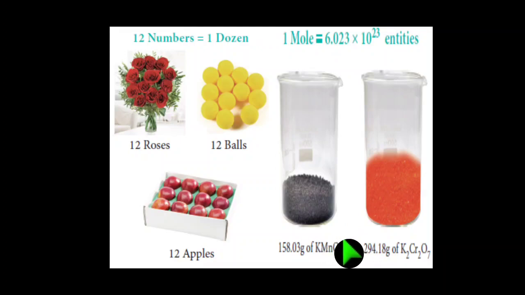Likewise, 158.03 gram of potassium permanganate equal to 1 mole. Actually, 6.023 into 10 to the power 23 entities. 1 mole potassium dichromate, K2Cr2O7, equal to 6.023 into 10 to the power 23 entities. The molecular mass is 294.18 gram.